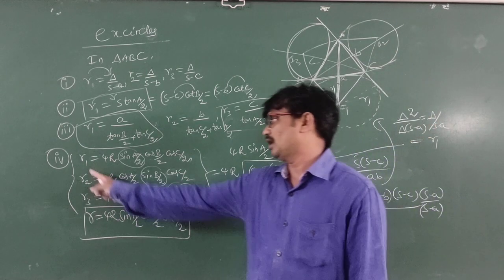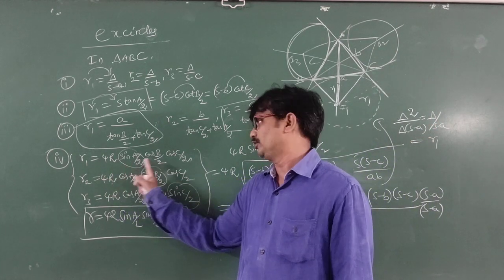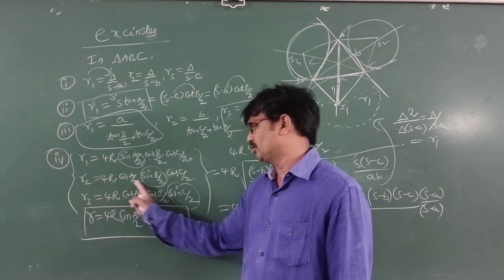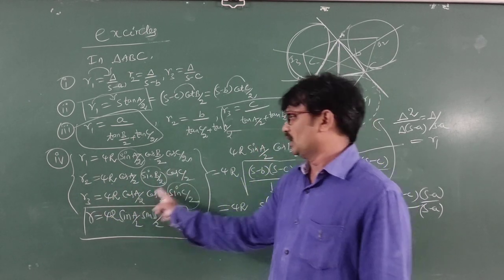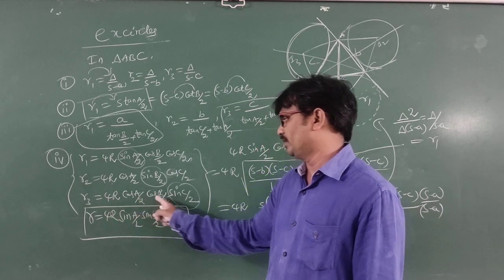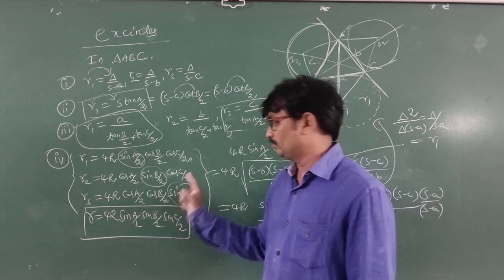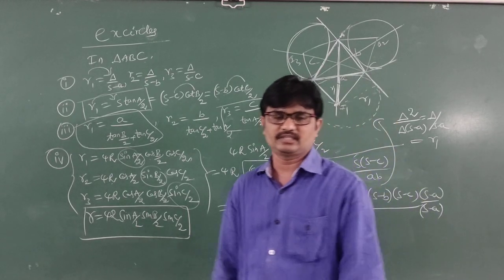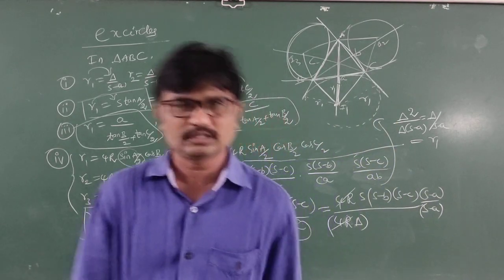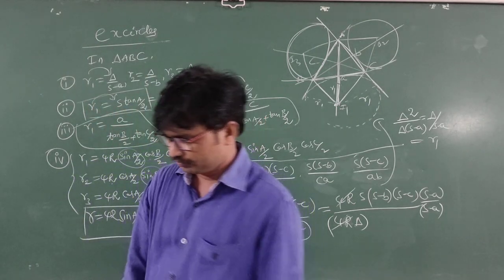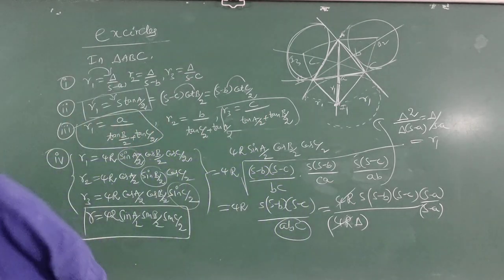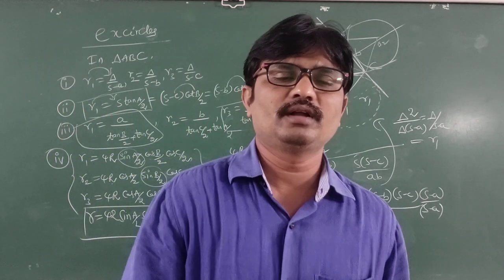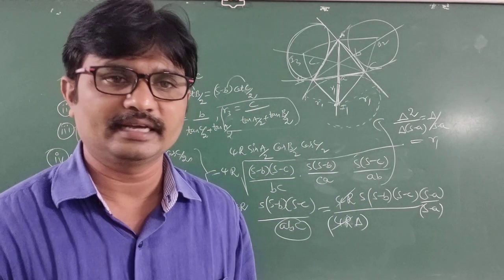Dear students, R1 is 4R sin(A/2) cos(B/2) cos(C/2). This is what R2 is: 4R cos(A/2) sin(B/2) cos(C/2). R3 is, students, 4R cos(A/2) cos(B/2) sin(C/2). But the small r is, students, 4R sin(A/2) sin(B/2) sin(C/2). Okay students, these are very important formulas. Please learn by heart the formulas related to incircle and excircles.